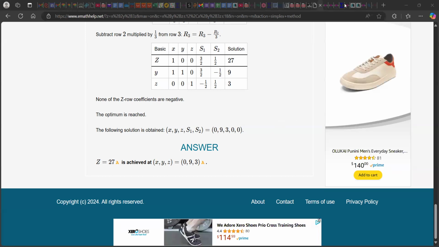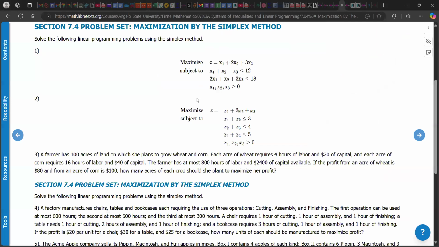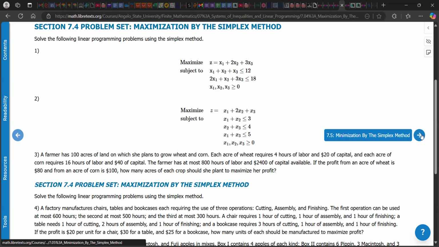Okay, let's go back. So that's this one here, really, right? This first one. Okay, give me a second. I want to go over to a minimization problem. As I said, there was a little misunderstanding, I would say.